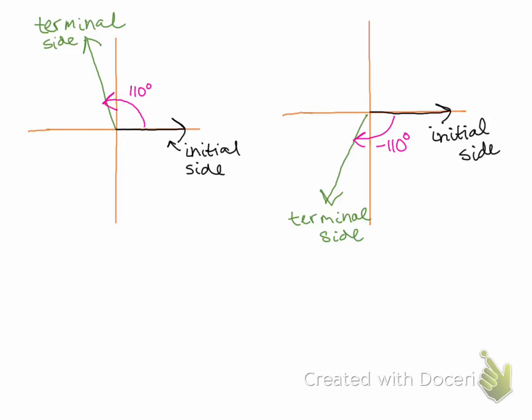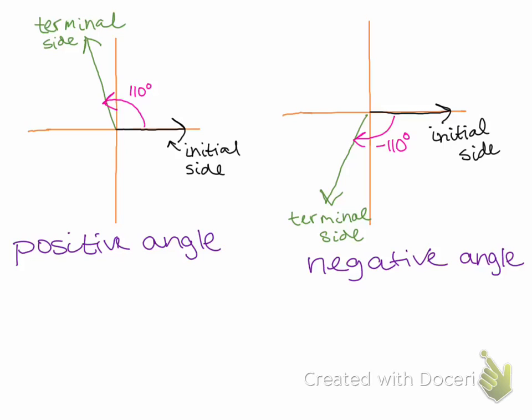So let's see. These are two different angles. One's 110, one's negative 110. Let's talk about some similarities and some differences. Some similarities: they both have the same initial side. They both have a terminal side. They're both 110 degrees. Some differences: the one on the left is positive. The one on the right is negative.